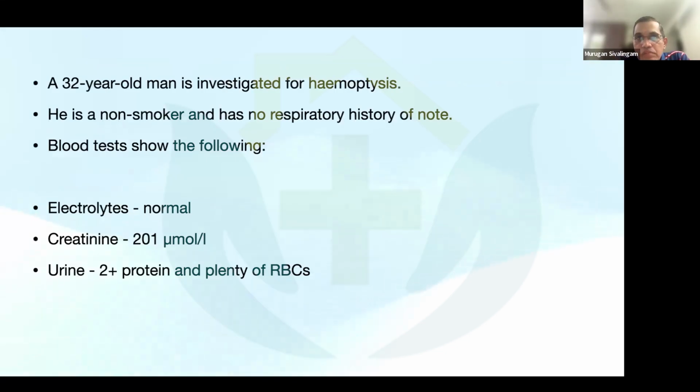Now, the next question is, a 32-year-old male who is being investigated for hemoptysis. He is a non-smoker and has no respiratory symptoms of note. His investigations have been done. He's got renal impairment with a serum creatinine of 201 micromoles per liter. He's got 2+ protein and plenty of RBCs.